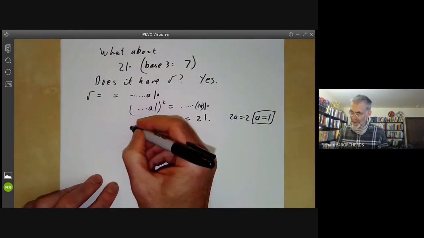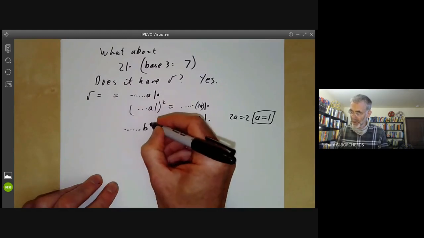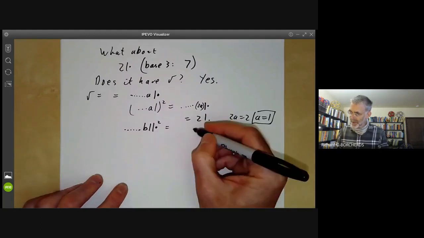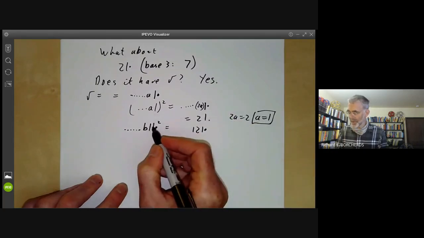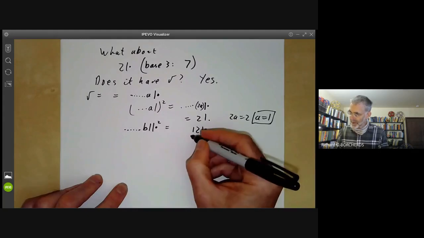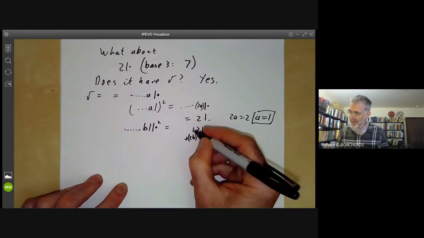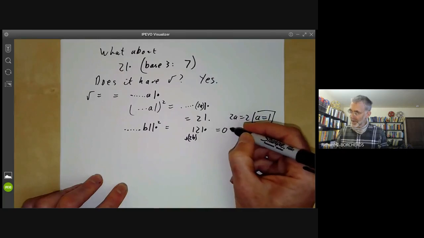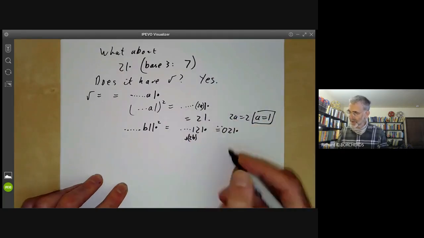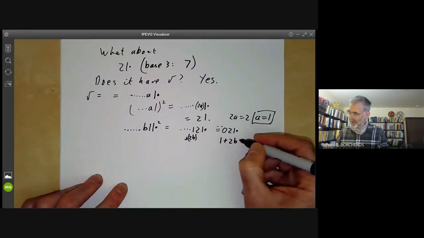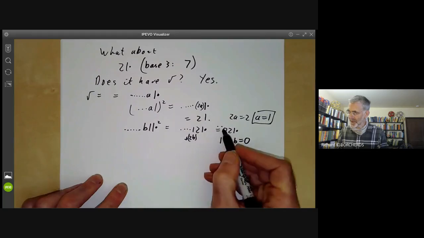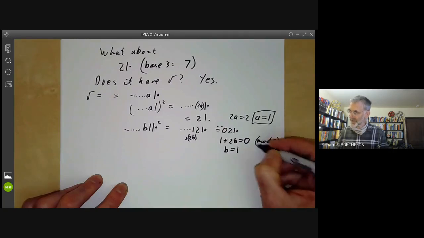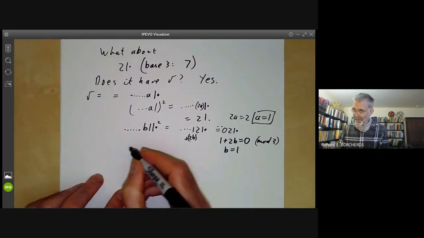Now let's work out the next digit. So we've got something, something, something, b, 1, 1. The square of this gives 1, 2, 1 from squaring 11 in base 3, and then we get a plus 2b in this place from b times this twice. And this has to be equal to 0, 2, 1. So we see 1 plus 2b must be 0 in order for that digit to be the same as that digit. We can solve for this, and we see b is equal to 1, modulo 3. So now we've found the next digit of our square root.